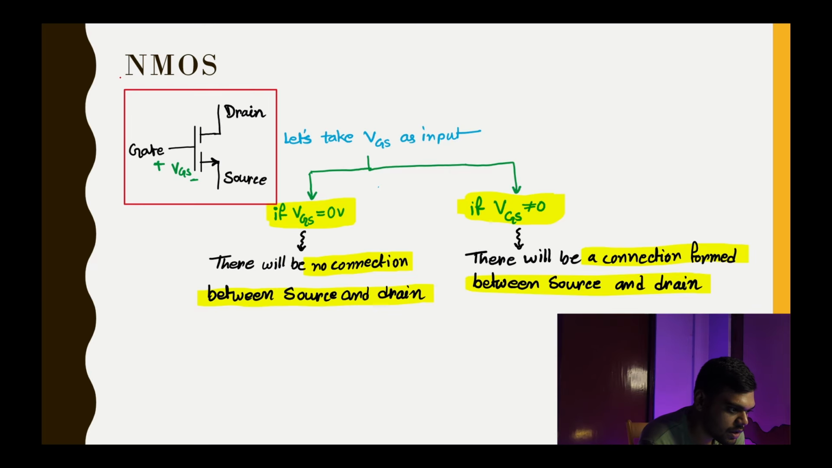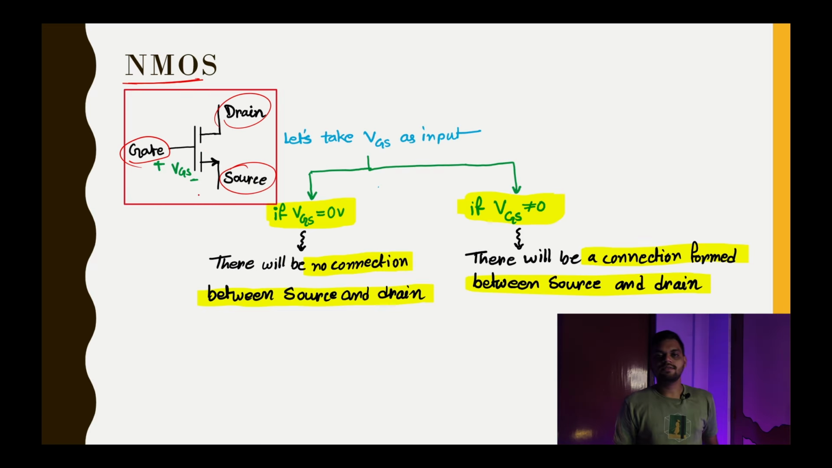Now we have NMOS. NMOS is also the same. We have gate here, source here, and drain here. Again the same, if we have a little bit of voltage difference between the gate and the source, there will be a larger voltage difference generated between the drain and the source. Okay, so again that is it.